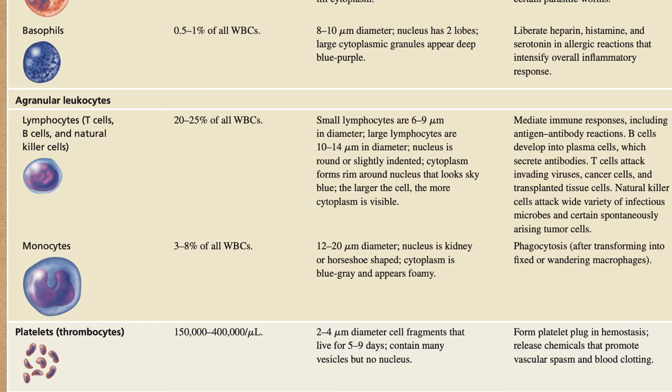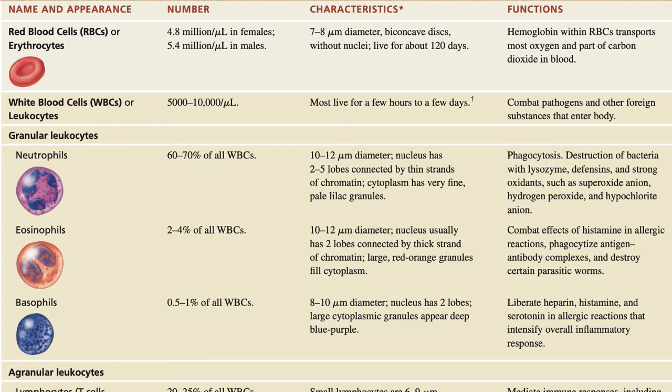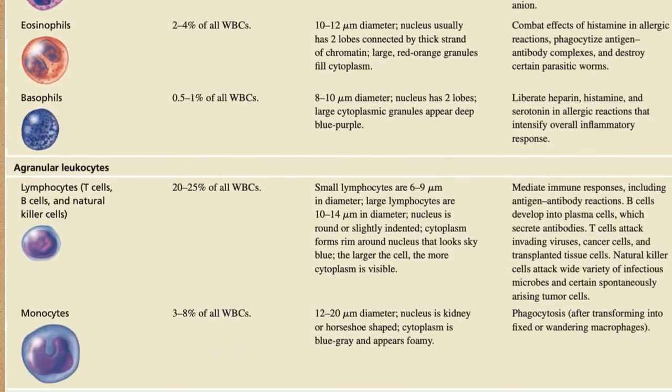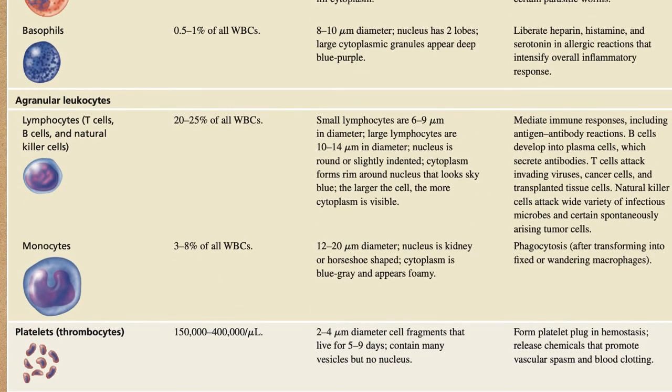Anyway, let's move on to the monocyte. The monocyte is around 3 to 8% of all the WBCs. It's quite big, a little bit bigger. It's quite bigger, from 12 to 20 micrometers in diameter. The nucleus, obviously from the picture, is the biggest, I think.